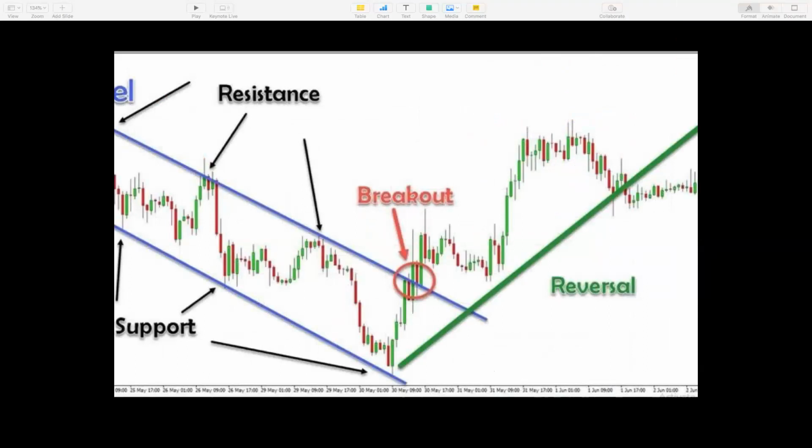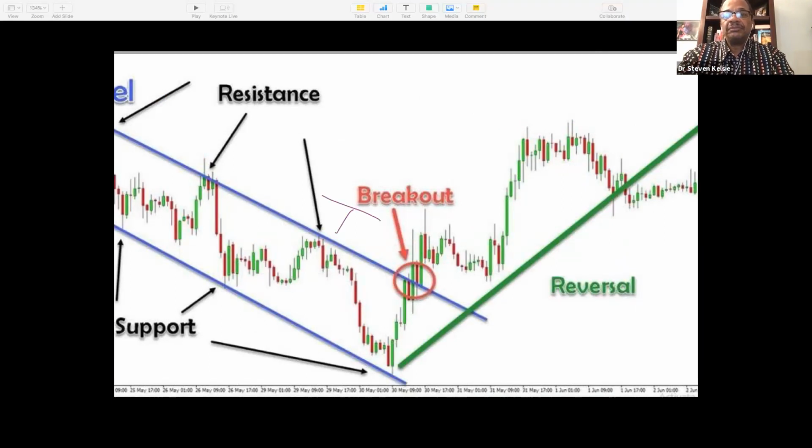Same thing. You have your resistance. Write this down if you're taking notes. Resistance is the top. Support is the bottom.